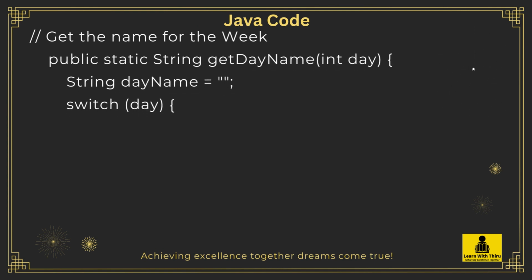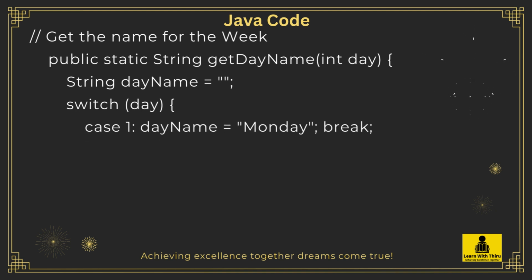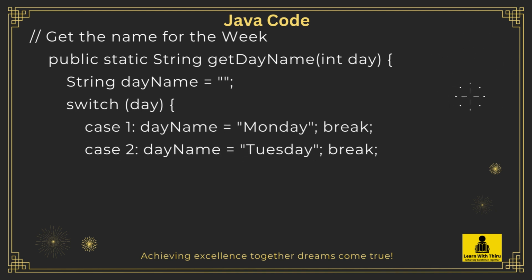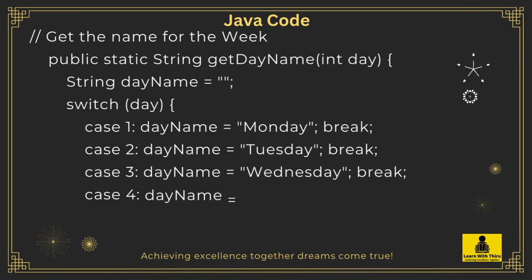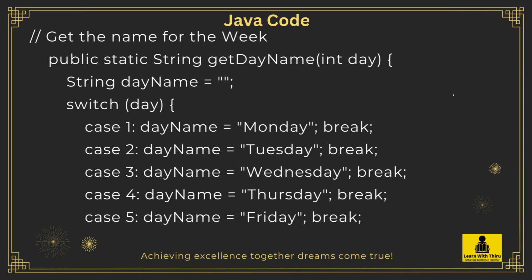String dayName equals. Switch day. Case 1: dayName equals Monday, break. Case 2: dayName equals Tuesday, break. Case 3: dayName equals Wednesday, break. Case 4: dayName equals Thursday, break.